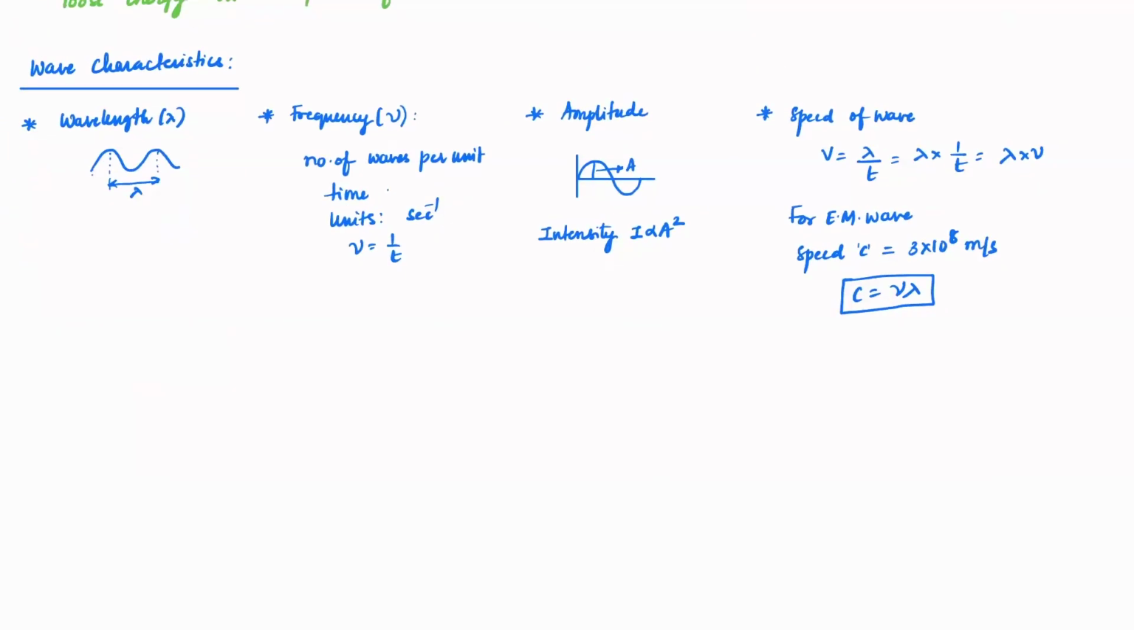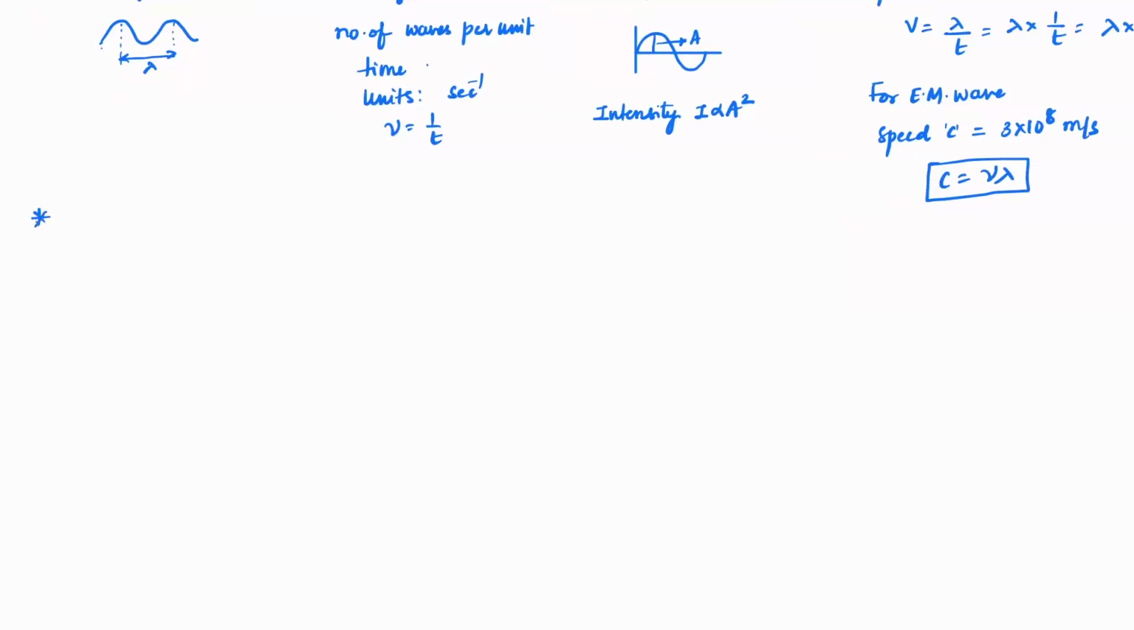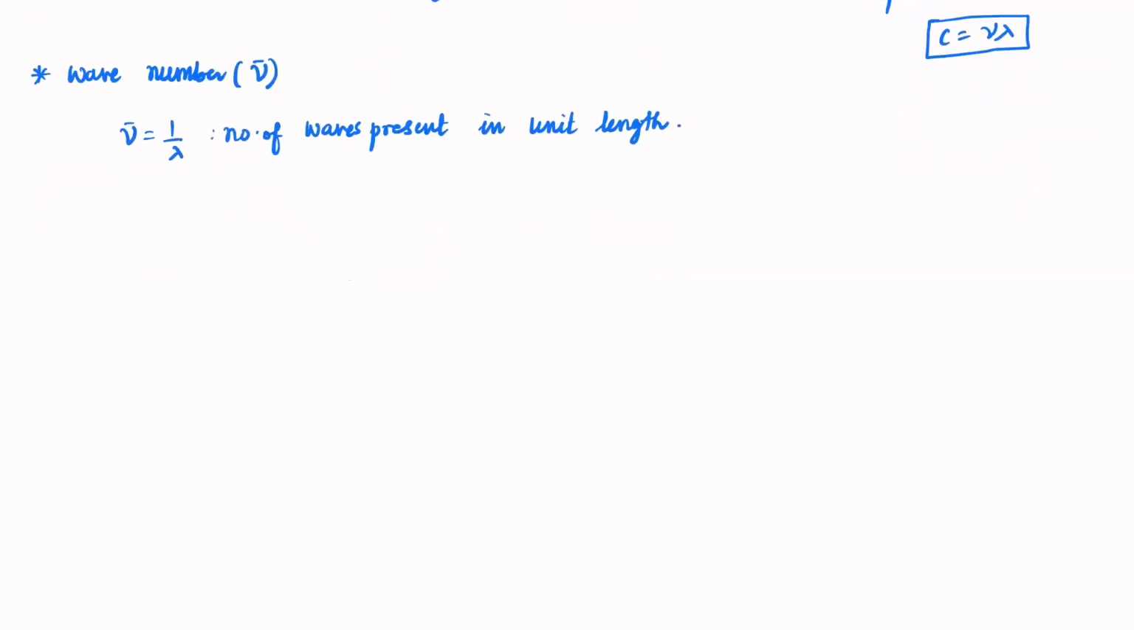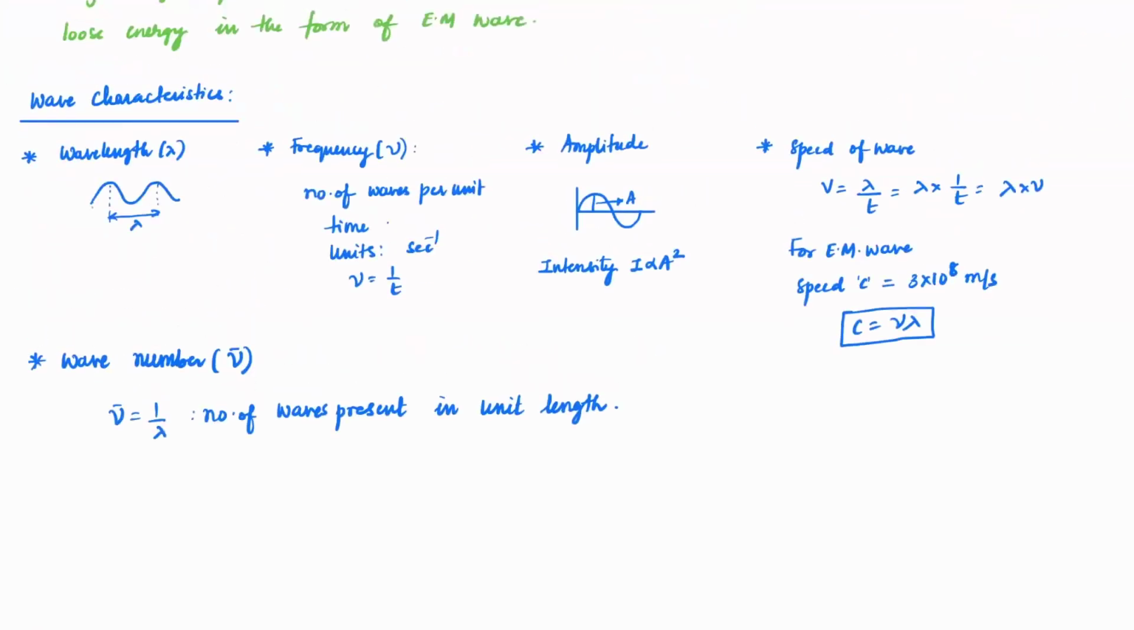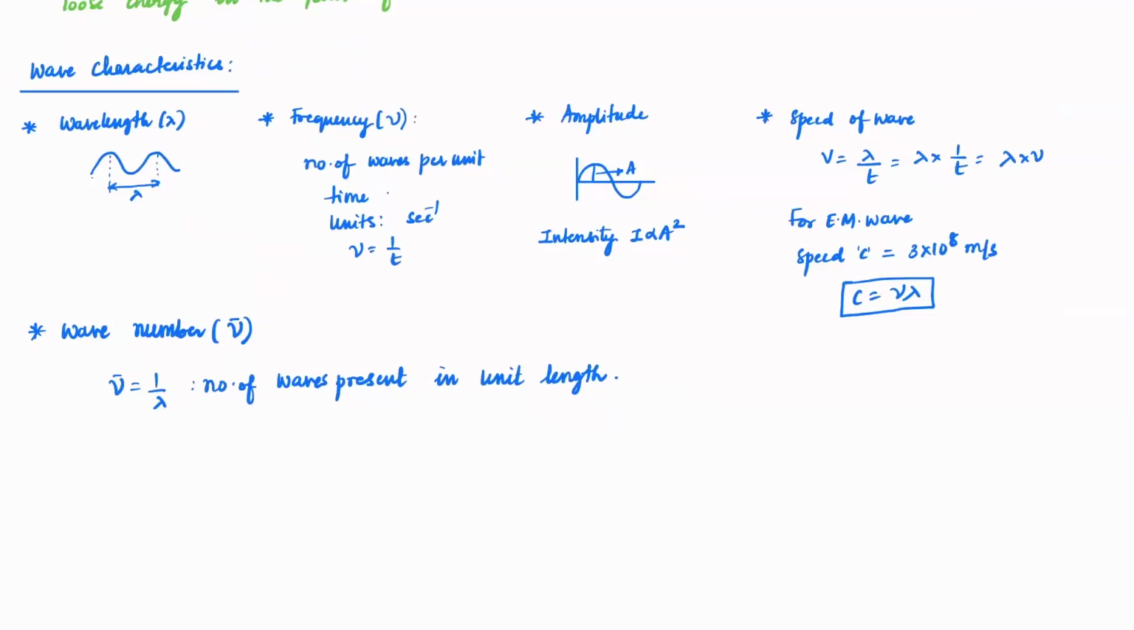Correct? These are important wave parameters, because there is one more wave parameter called wave number. Wave number is represented as nu bar, which is nothing but the number of waves per unit length. How many waves are present in unit length? That represents wave number. Got it? So these are a few important wave characteristics we should know.